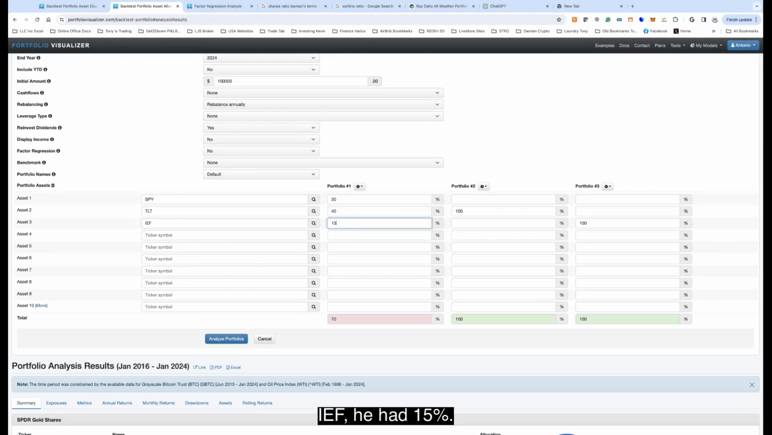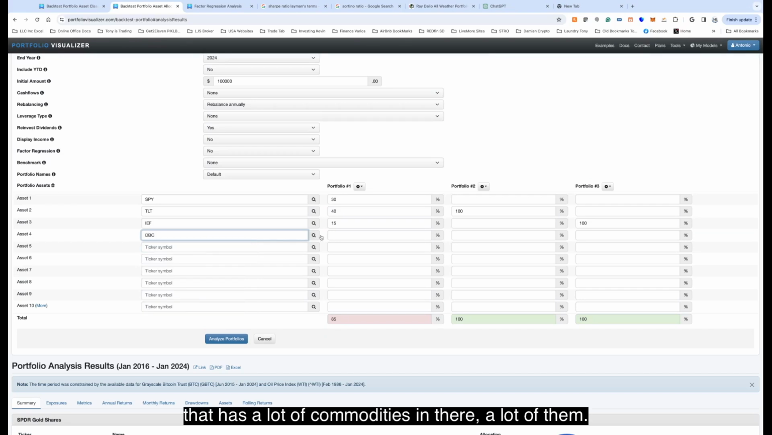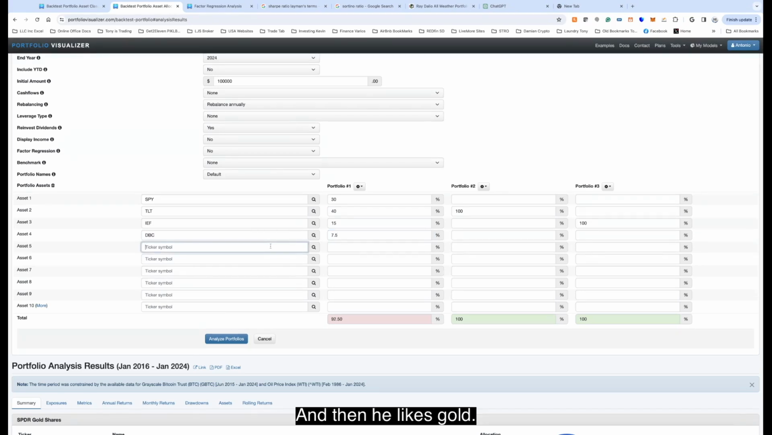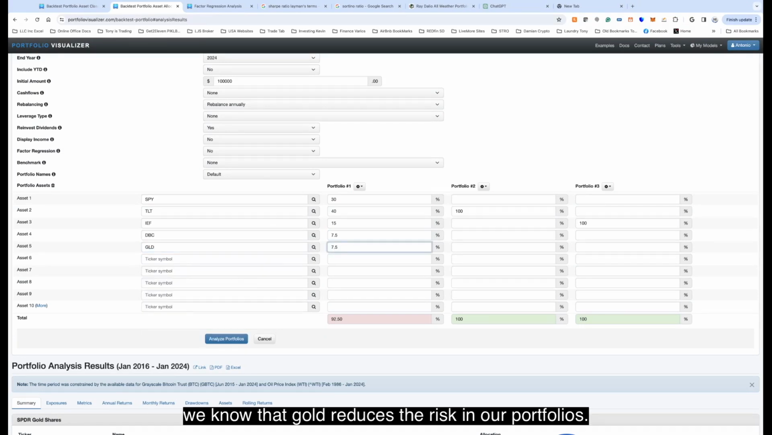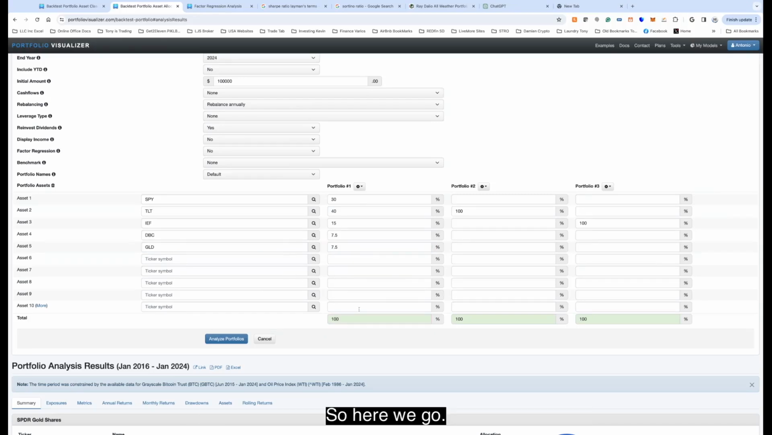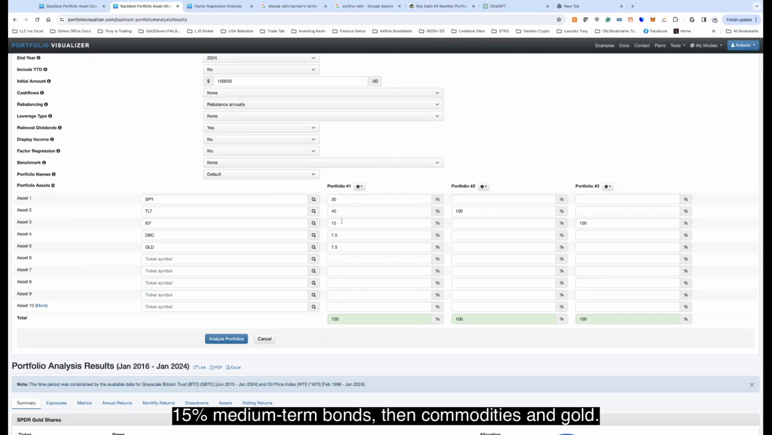IEF, he had 15%. Then we have DBC, which is an ETF that has a lot of commodities in there. And I like that. Commodities are always good to have. And then he likes gold. And based on our previous backtesting, we know that gold reduces the risk in our portfolios. So here we go. Portfolio number one is the all-weather portfolio: 30% equities, 40% long-term bonds, 15% medium-term bonds, then commodities and gold.